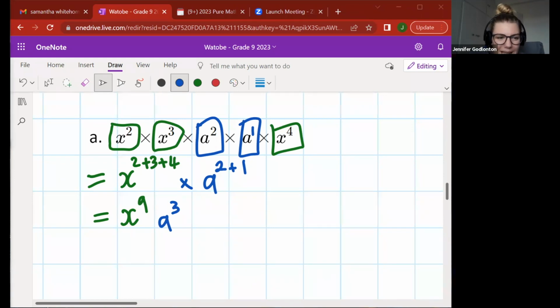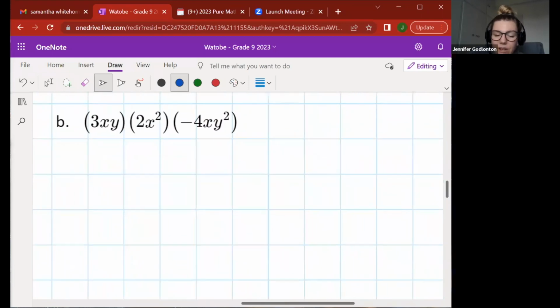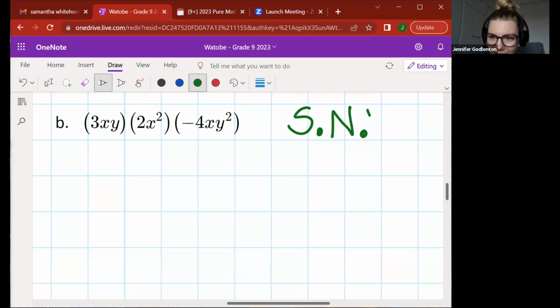Okay, cool. Let's have a look at the next one. Because I know it looks nasty, but actually now that we've spoken about things, it shouldn't be so bad. I want you to think signs, numbers, variables. Signs, numbers, variables. Signs, numbers, variables. So have a look at this question. First, think about your signs, then think about your numbers, then think about your variables. And once we finish this question, we'll go on to a brain break.